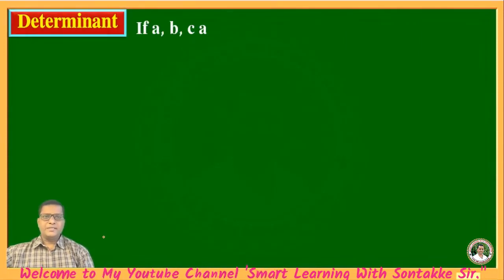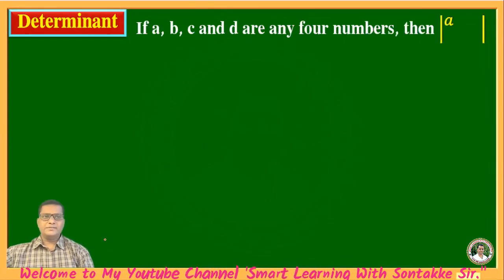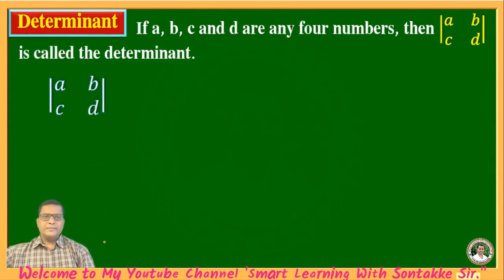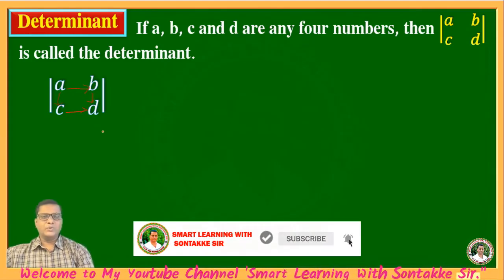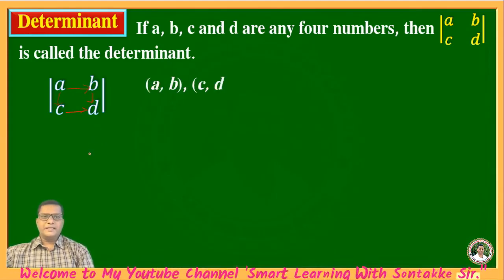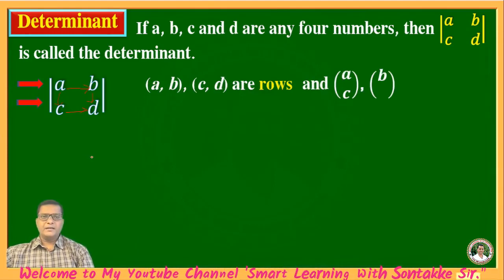If a, b, c and d are any four numbers, then the arrangement a, b, c, d is called a determinant. Here a, b and c, d are the two rows, and a, c and b, d are the two columns. Means here these two are rows and these two are columns.